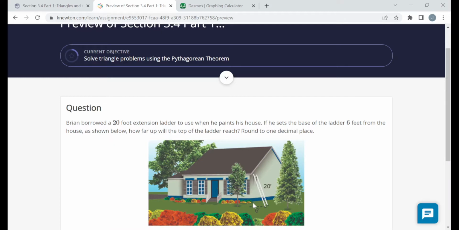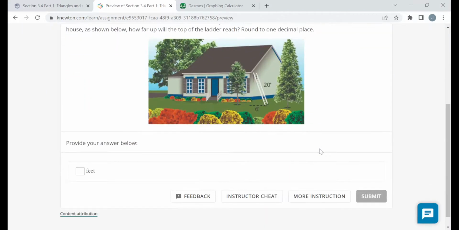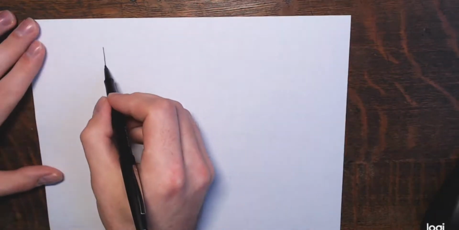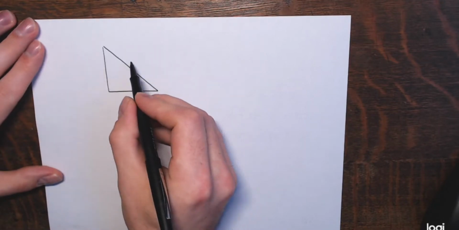How far will the top of the ladder reach? So how far up the wall is the top of the ladder? And we're asked to round to 1 decimal place, so I might have to use a calculator here and then round. But here's the picture. So again, we have this right triangle, where the ladder is 20 feet.